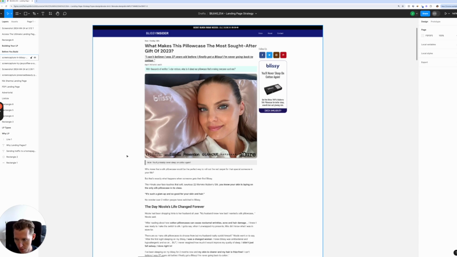And that is important, because when we are bringing people from the less aware stages to the more aware stages, we can't make it feel like they're being sold to straight away, right? So the way to disguise that is by using an editorial that looks like it's coming from a third party, unbiased, and it's more like a review, and it's more about a story and bringing them through that journey, right? So this one is what makes this pillowcase the most sought after gift of 2023.